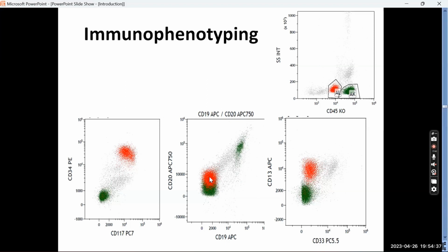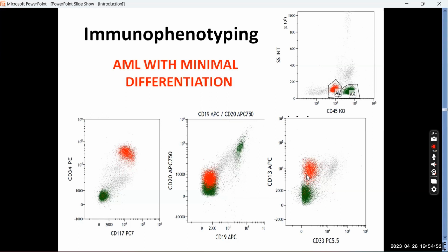It is negative for CD20. It is negative for CD19. So it is not a B cell. It is negative for CD33, but faintly positive for CD13. So now what is the diagnosis? Myeloid series. It's a myeloid, but you need to tell that it's a myeloid with minimal differentiation.